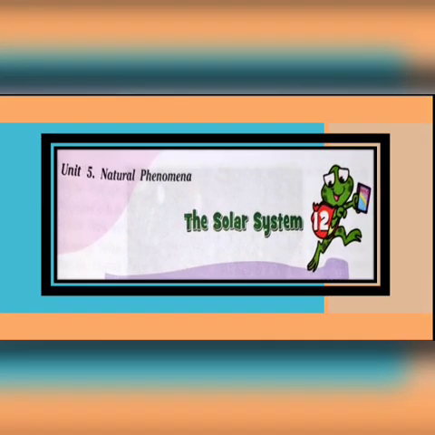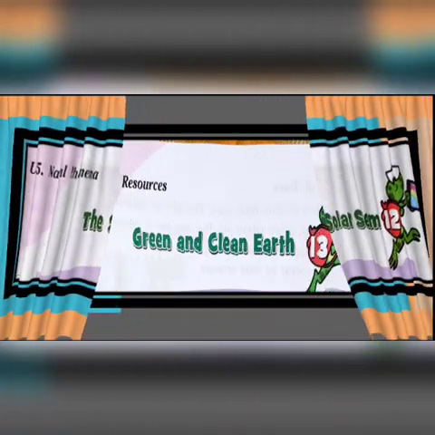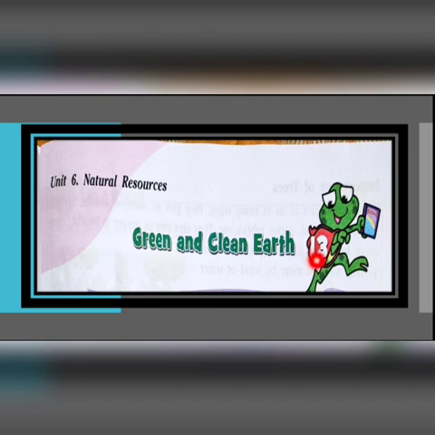In the previous online class, the discussion of all the question answers of chapter number 12, the solar system, is over. And today we are going to start a new chapter, which is the last chapter of your book. That is chapter number 13, Green and Clean Earth, from Unit 6, Natural Resources.